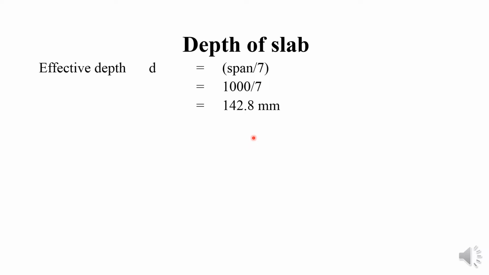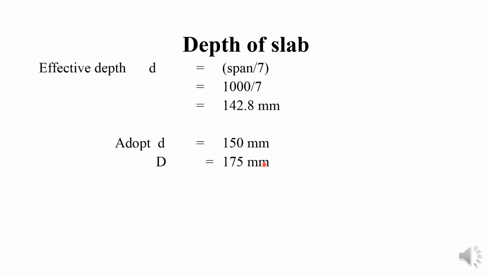First we have to find out the depth of the slab. So the effective depth d is equal to span by 7. This is from IS 456 2000. For a cantilever slab we have to find out the effective depth d is equal to span divided by 7. The span length is given as 1 meter, that is 1000 divided by 7, which is equal to 142.8 mm. So we have to adopt the effective depth as 150 mm.